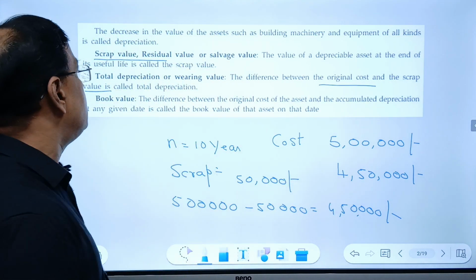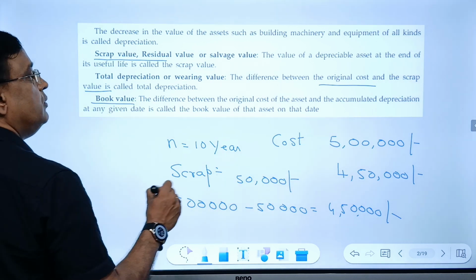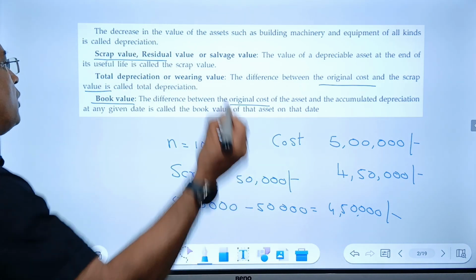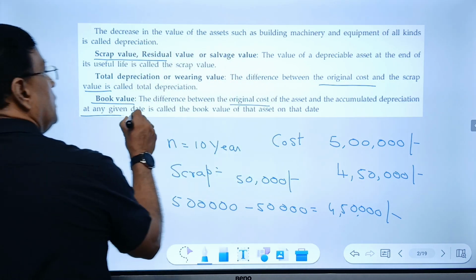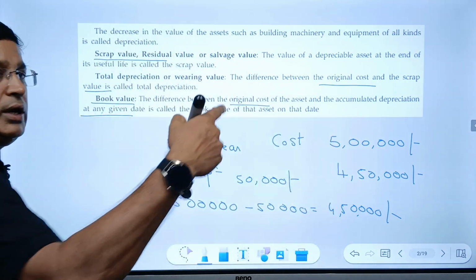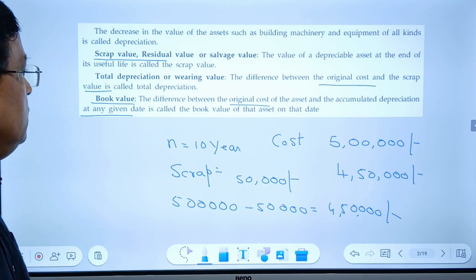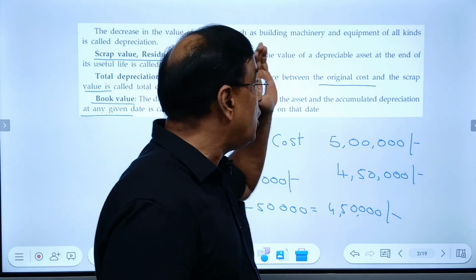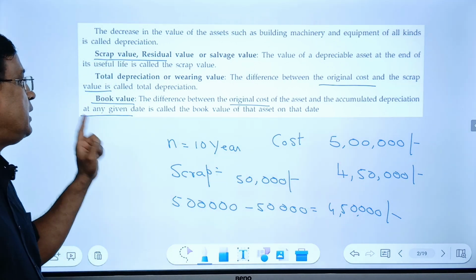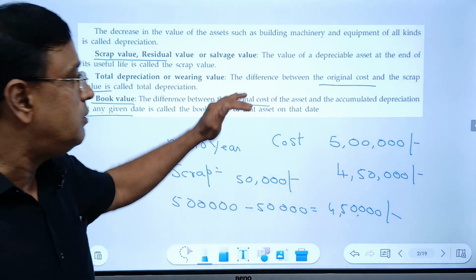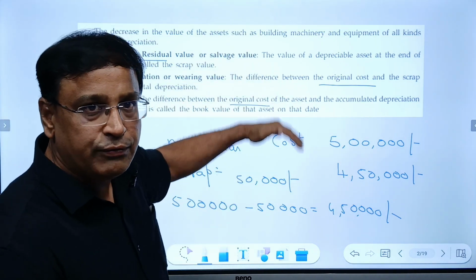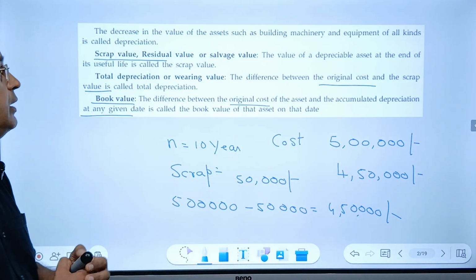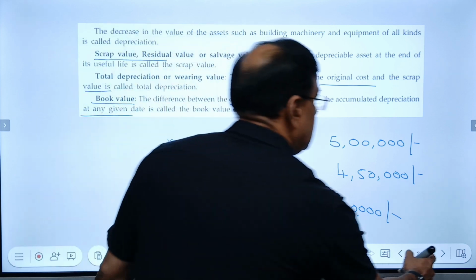The difference between, this is also a very important term, book value. The difference between the original cost of the asset and the accumulated depreciation. I will come to that when we are doing the book value, how to get the book value. But the book value definition is the original cost minus the accumulated depreciation at a given date. So when we do problems, we'll try to figure out how to get the book value for a particular product. I hope you understood this.